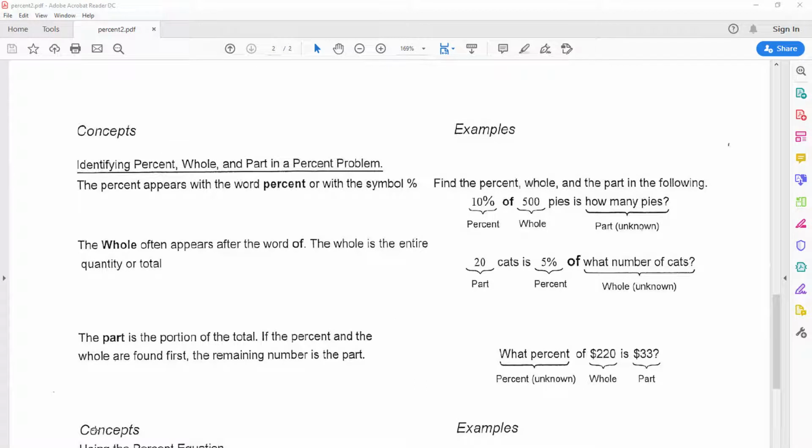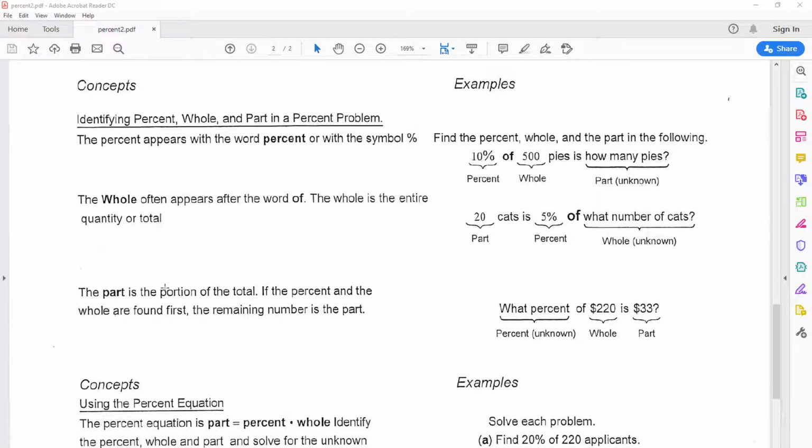Now, there's also identifying the percent, part, or whole in a percent problem. The percent appears with the word percent or with the symbol %. The whole often appears after the word "of." The whole is the entire quantity or total. The part is a portion of the total. So, if the percent and the whole are found first, the remaining number is the part.